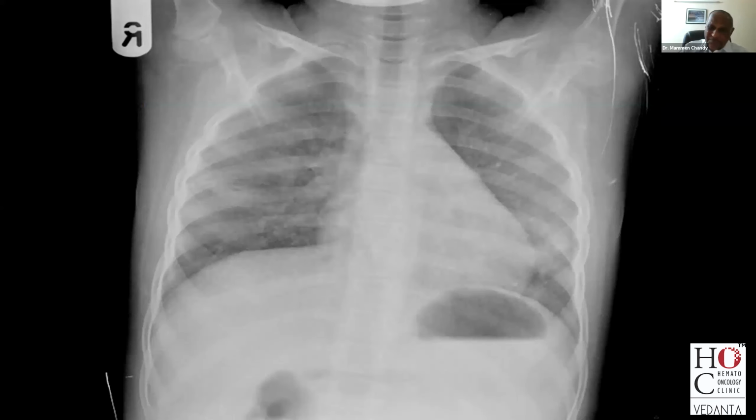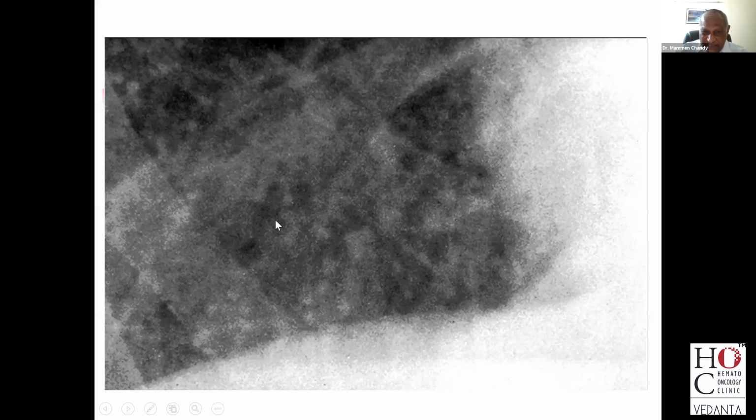So in those days, we were doing a bone marrow in the difficult anemia cases. When we were doing a bone marrow for this kid, he desaturated. At that time, we did a chest X-ray. And this is what the chest X-ray showed. You can make out the miliary mottling. Right? Can you see that?